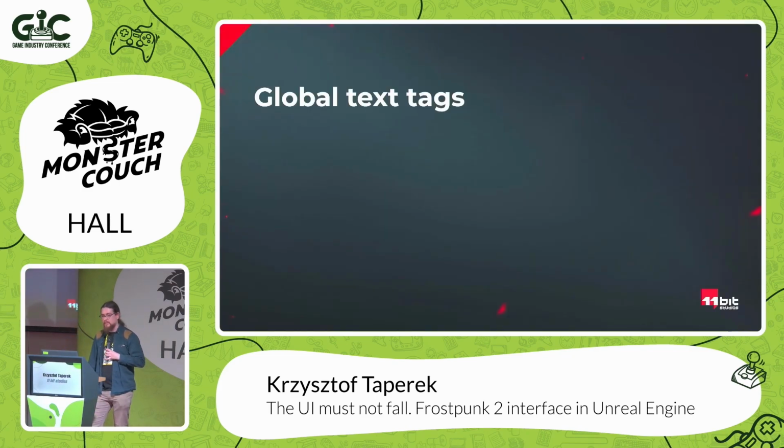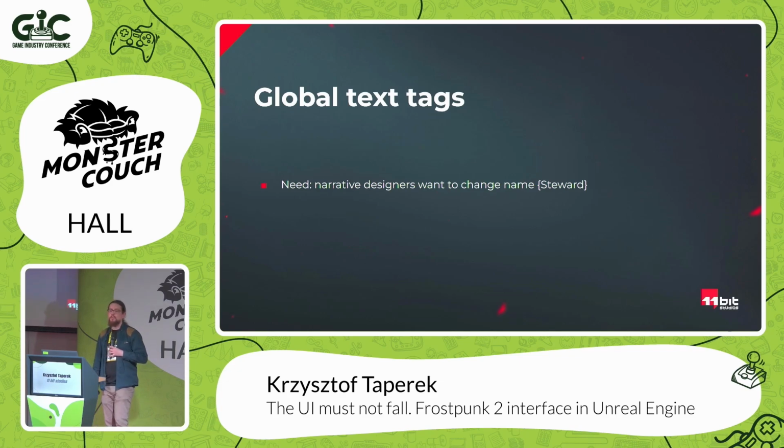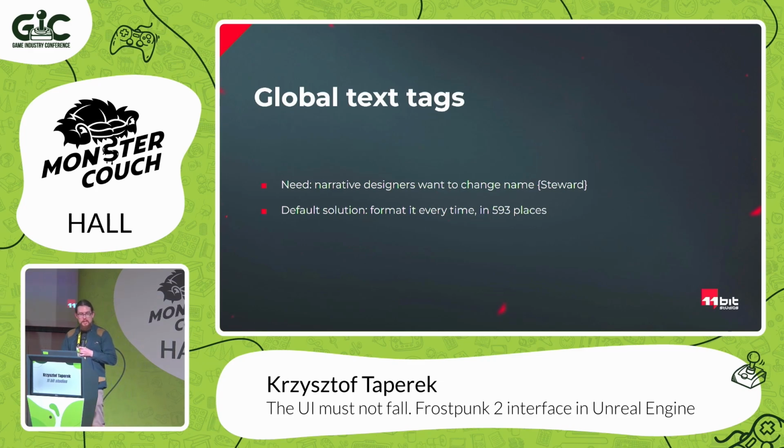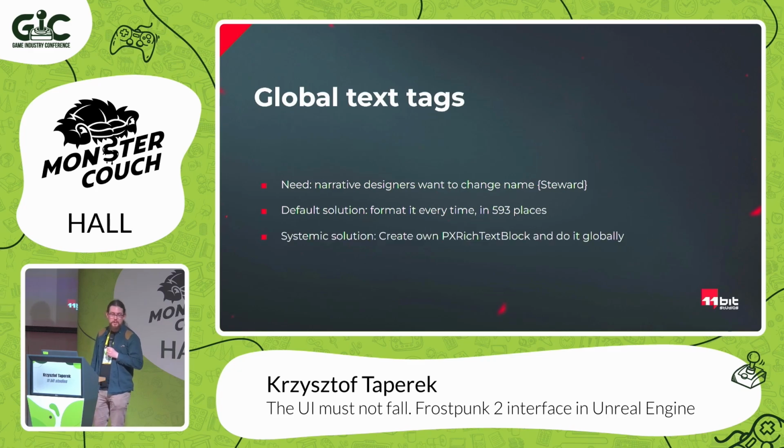We named that global text tags, and the need was that narrative designers want to change the name which was used in our text 593 times. So the default solution, of course, would be just go to every blueprint where it's used, format it every time, and just do it. Or probably it would be a very terrible week or two of changing blueprints, but it's doable. But it was much easier to create a systemic solution for that.